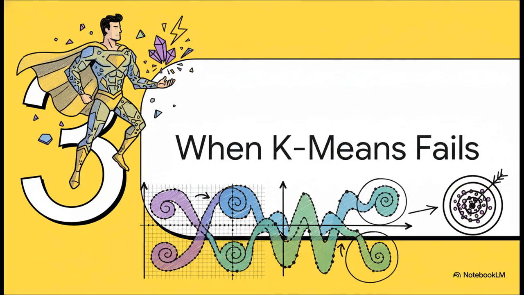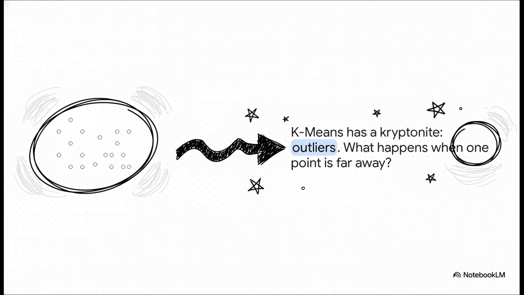So K-means seems pretty great. It's simple, it's efficient, it's pretty smart. But, you know, every hero has a weakness, a kind of kryptonite. And for K-means, it has a very specific one that can cause some really bad results. Its biggest weakness is outliers.